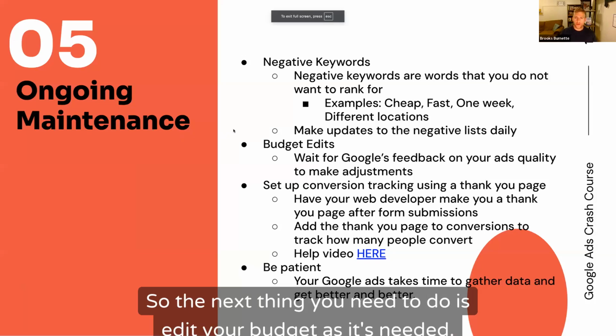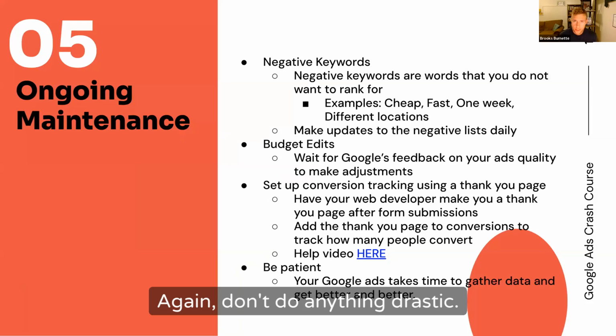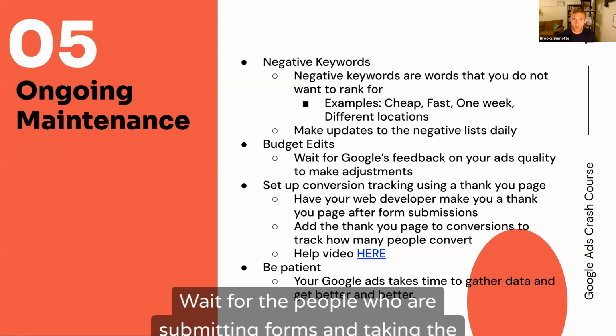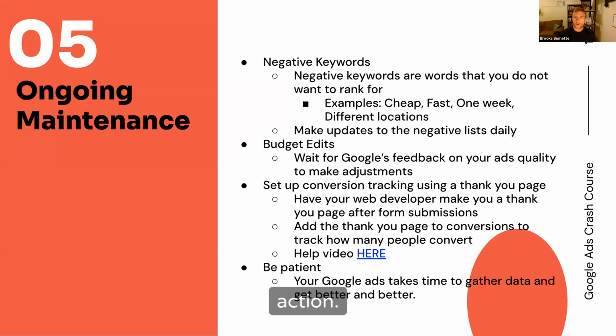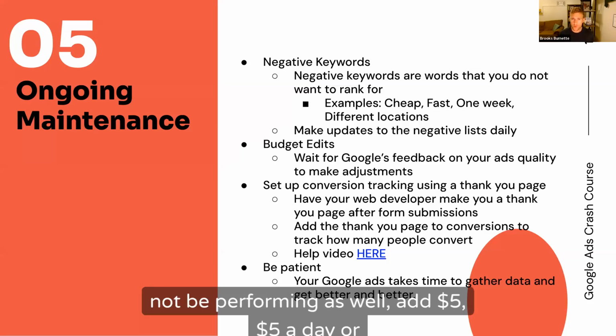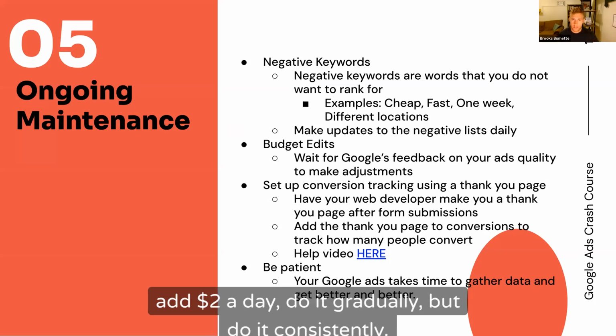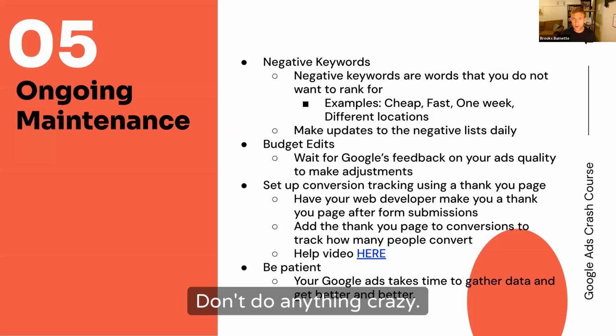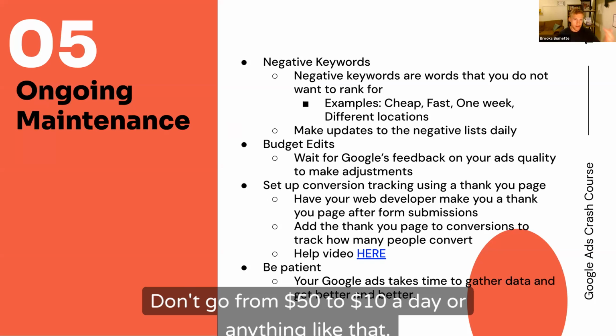So the next thing you need to do is edit your budget as it's needed. Again, don't do anything drastic. Just wait for Google's feedback. Wait for the people who are submitting forms and taking the action. If your ad might not be performing as well and it needs a little bit of a boost, add $5 a day or so, add $2 a day, do it gradually, but do it consistently. Don't do anything crazy. Don't go from $50 to $10 a day or anything like that.